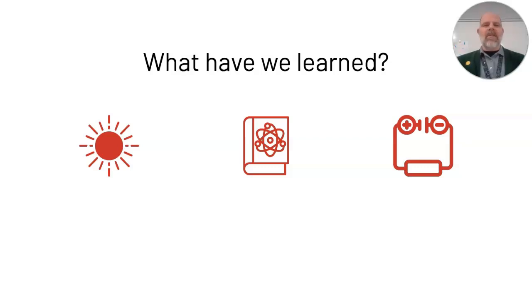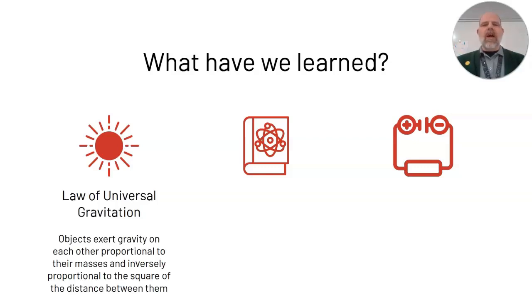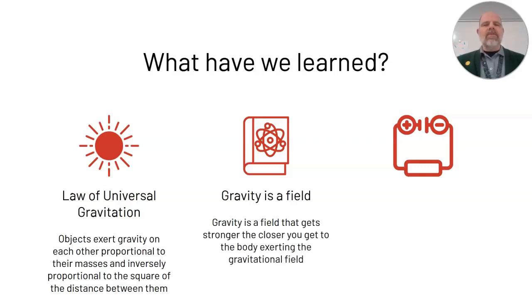Okay, so what have we learned in this video? We learned about the law of universal gravitation. We learned that objects exert gravity on each other proportional to their masses and inversely proportional to the square of the distance between them. We learned that gravity is a field. So gravity is a field that gets stronger the closer you get to the body exerting the gravitational field, and it gets weaker the further away you are from the body that is exerting the field. And that's true as the distance is squared. So it's an inverse square law.